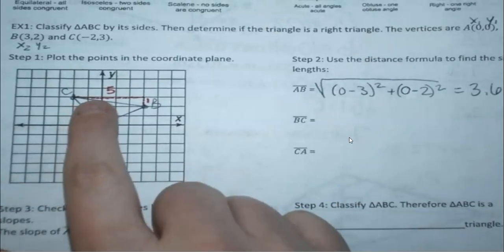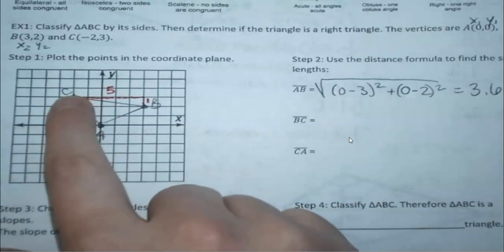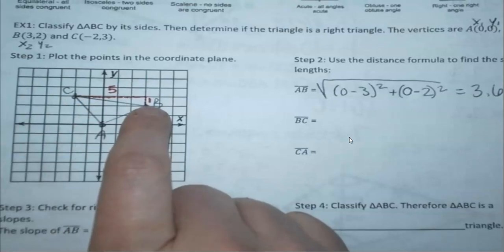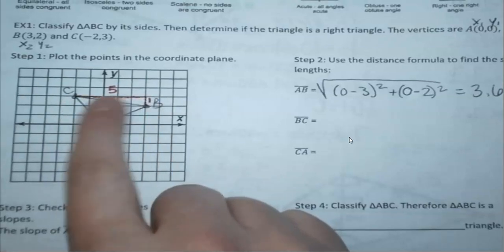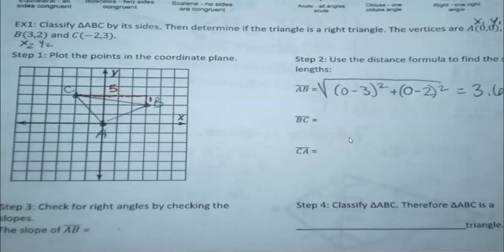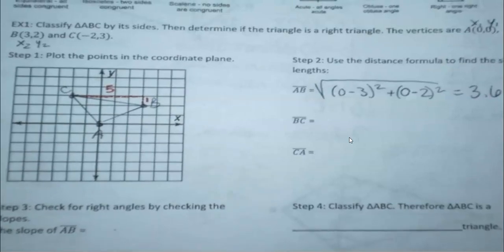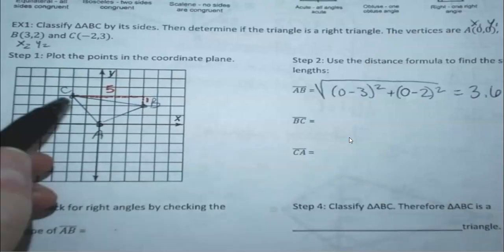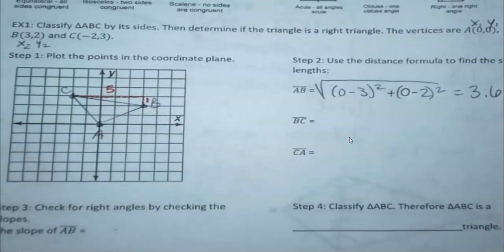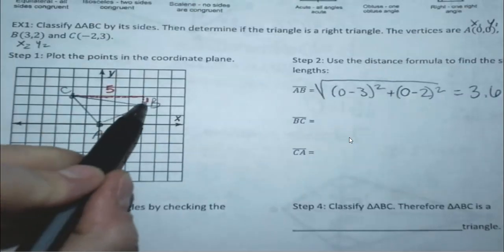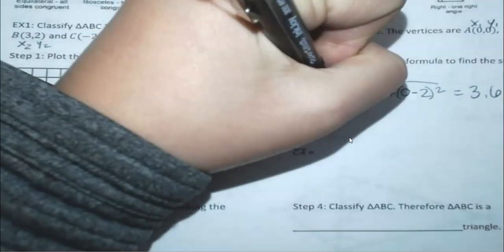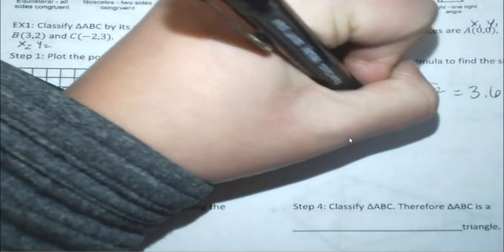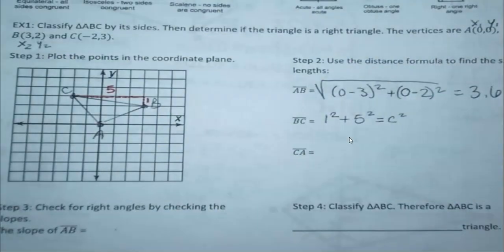Another thing you could do is realize, okay, here's 0. It's 2 to the left and 3 to the right. 2 plus 3 is 5. That's another way you could determine that right triangle. And why am I making a right triangle? Because I am doing Pythagorean theorem to solve for the distance. So I'm going to solve for CB using Pythagorean theorem. So 1 squared plus 5 squared equals C squared.